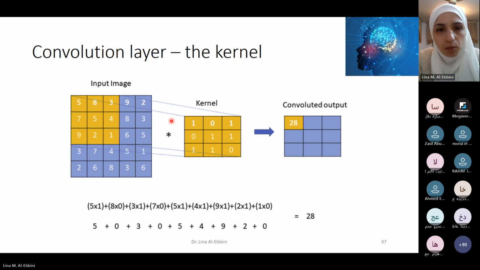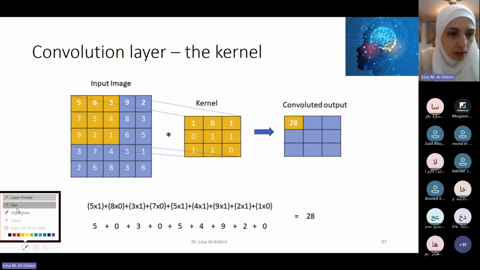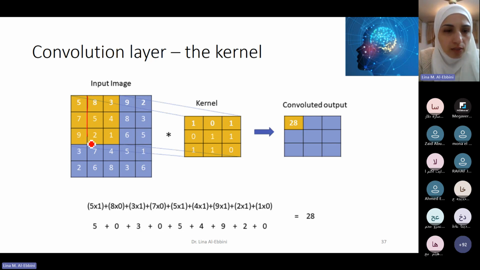We have here 1 multiplied by 5, then 0 by 8, and 1 by 3, and we go on in this equation. So every weight in the kernel is multiplied by the pixel value until we cover the 3 by 3 subregion of the image, to get a value that corresponds to the convoluted output, which is the feature map. Similarly, the kernel will stride once again from this to this to cover this region. Again we multiply 1 by 8, then 0 by 3, 1 by 9, and similarly to cover this subregion, and the resulting value will be put here.